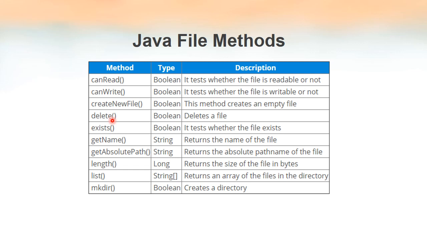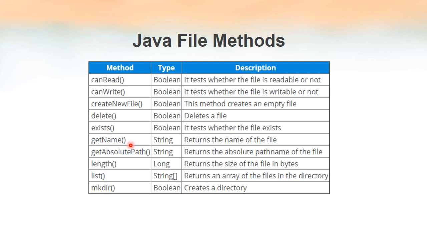Similarly, if you want to delete a file, we have to use the delete method. This method also returns true or false. If it is possible to delete the file, it returns true, otherwise it returns false. Suppose we want to check whether a particular file exists or not, we have to use the method exists. This method will check whether a file exists or not. If it exists, it returns true, otherwise it returns false.